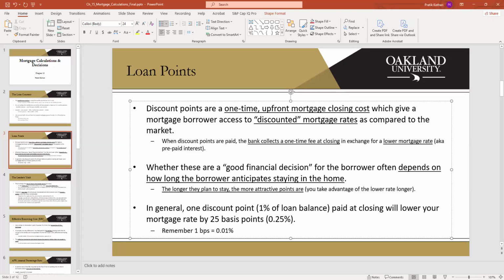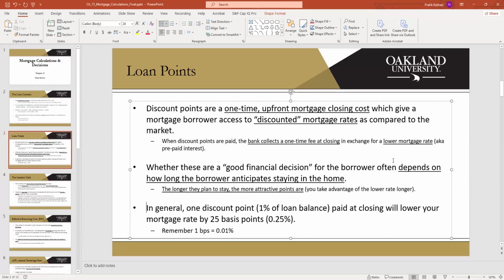So whether this is a good financial decision or not, it really depends in general. Usually, that decision of whether buying points to reduce rate is a good decision or not, it depends on how long the borrower anticipates that they will stay in that home. If they stay in the home longer, that means the points become more attractive, as in you take advantage of that lowered interest rate for a longer time. If you are going to sell the house in, say, 5, 7 years, then buying points doesn't really make sense because you only get to enjoy that lower interest rate for, say, 5 to 7 years.